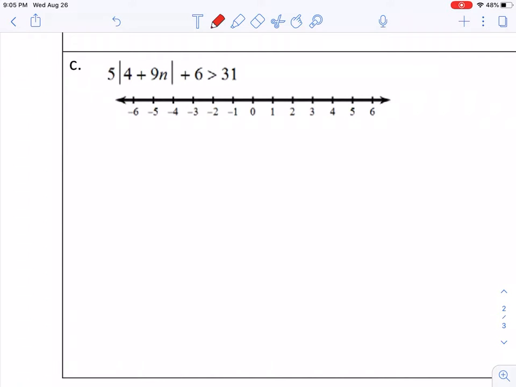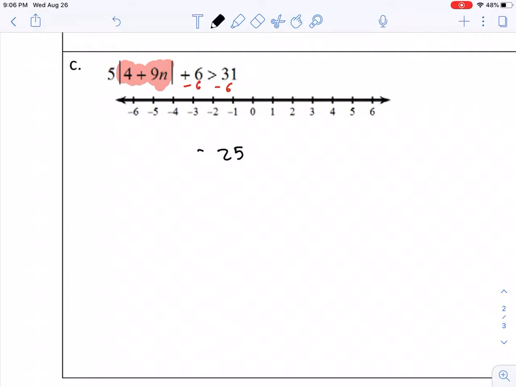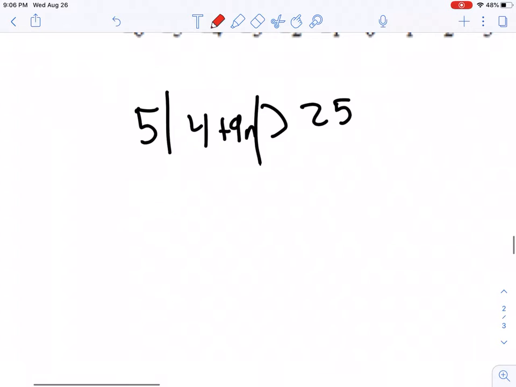The first thing we need to do is isolate our absolute value. So we need to get this by itself by solving it. It's like inception. It's like a two-step equation inside of a two-step equation. So I'm going to subtract 6 from both sides. I'm going to bring that down here. So 31 minus 6 is going to leave me with 25 is less than 5 times the absolute value of 4 plus 9n. Now I'm dividing by 5 on both sides.